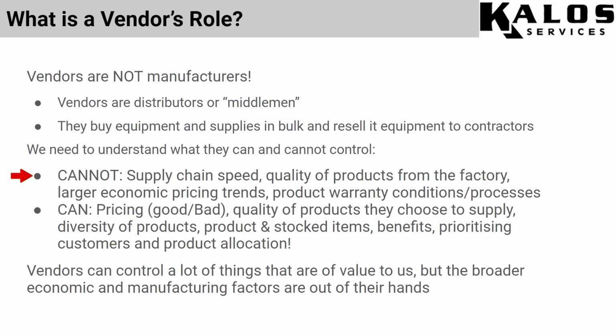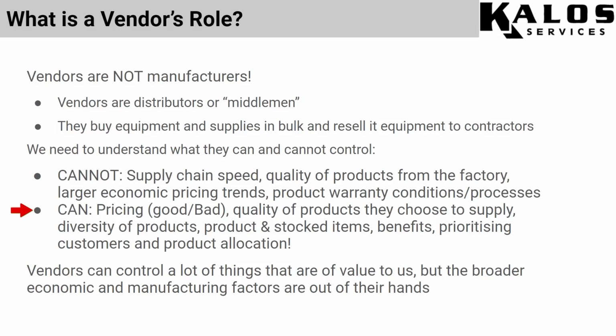Some other things that they cannot control: pricing trends, raw materials, they're not going to have control over that. Warranty conditions and processes, they're not going to have a lot of control over that. The manufacturer is the one who actually puts that in place. So that's going to be more relevant with equipment, whether that's in residential or commercial. That's going to be primarily on the manufacturer, not the vendor.